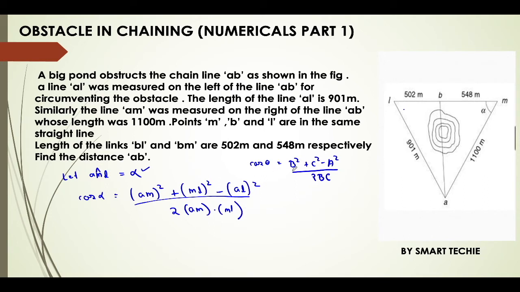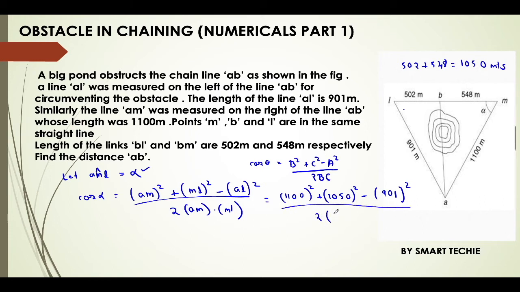So when we substitute these distances in this equation, we get 1100 the whole square plus ML the whole square, ML is nothing but 502 plus 548, that is nothing but 1050 meters. Okay, so we are just substituting the values in this equation, and minus 901 meters the whole square divided by 2 into 1100 into 1050. So when we calculate, the angle alpha is 0.6497.